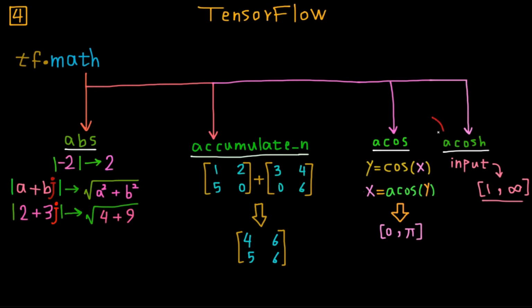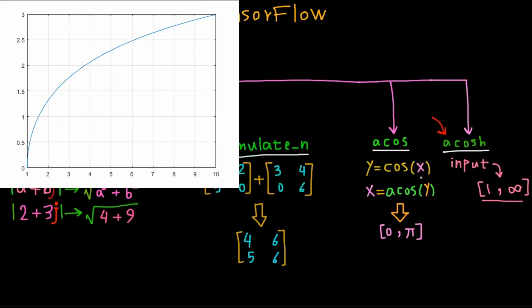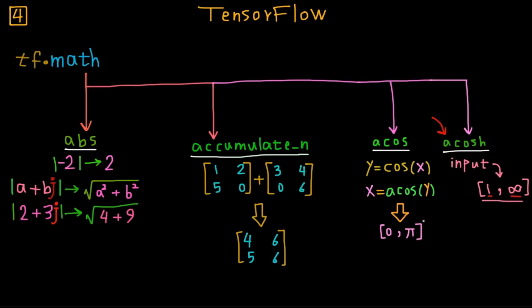Now let's go to inverse cosh function, or inverse hyperbolic cosine. This function computes inverse hyperbolic cosine of x element-wise. It takes a tensor as an argument and computes inverse hyperbolic cosine of every element in this tensor. The input range must be between 1 and infinity. This function returns none if the input lies outside the range.